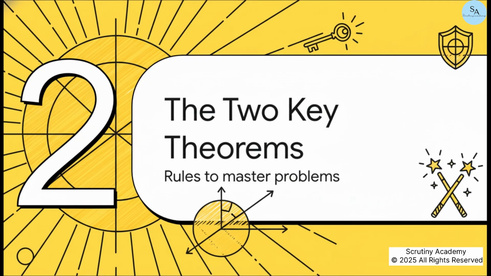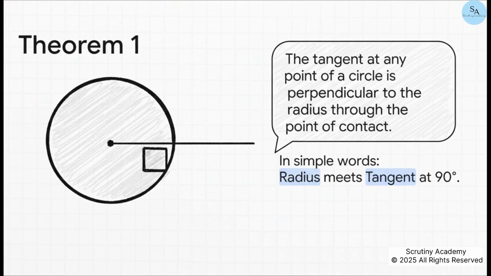I want you to think of these as the ultimate rules of the game. Once you know these two rules, you can solve pretty much any problem this chapter can throw at you. They're basically your secret weapons for the exam. Theorem number 1 is so simple, but it is incredibly powerful. It just says that a tangent is always perpendicular to the radius at the point where they touch. So, to put it even more simply, wherever a radius meets a tangent, boom, you get a perfect 90-degree angle. Every single time. No exceptions.